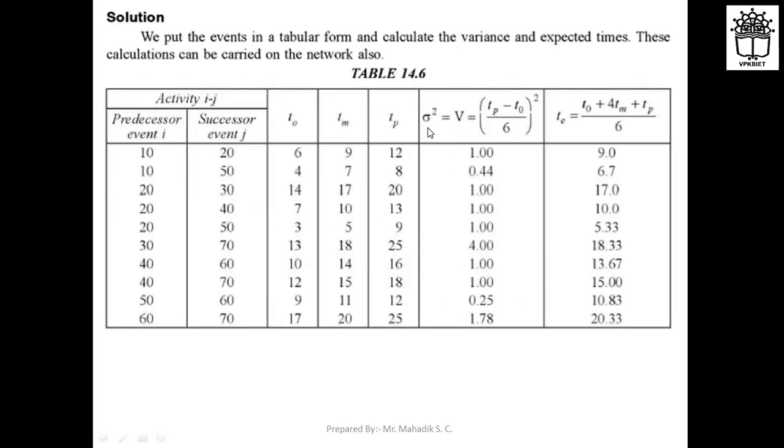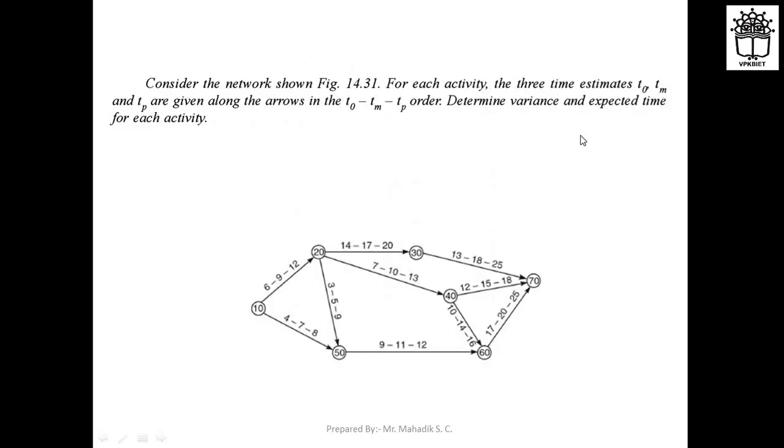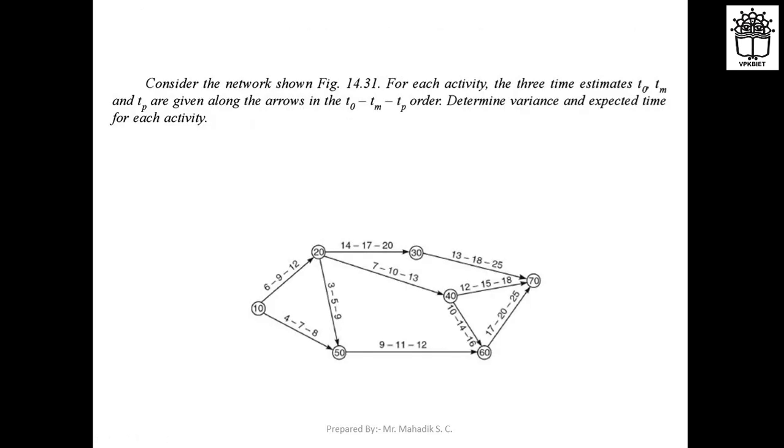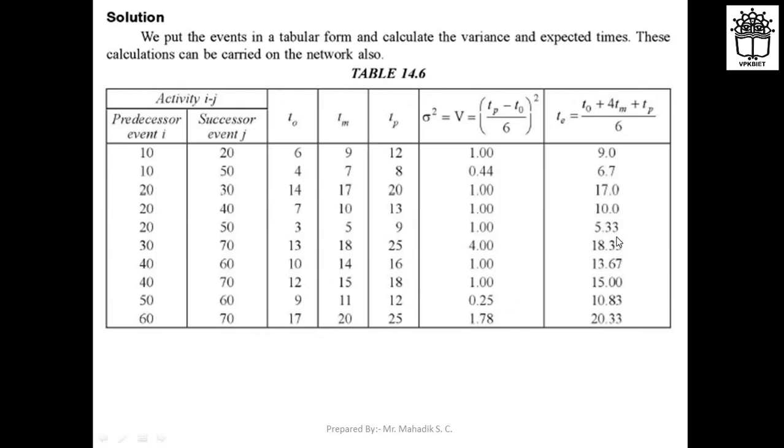So how we can calculate the variance is nothing but sigma square, and it is (TP minus TO upon 6) whole square. From that you can calculate the variance for all the activities. Also you can calculate the expected time, that is T. It is nothing but TO plus 4TM plus TP divided by 6. So you will get the T for all the activities. So this is just a calculation of variance and expected time for each activity. With the help of these three times you can calculate the expected time also. So like this you can calculate.